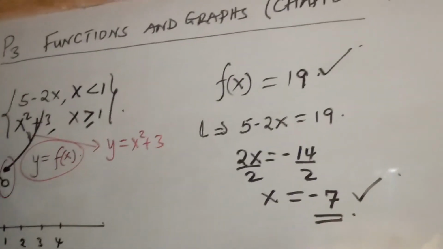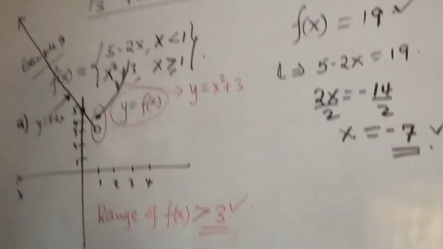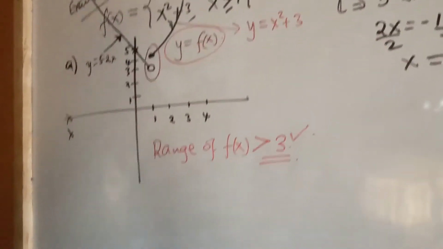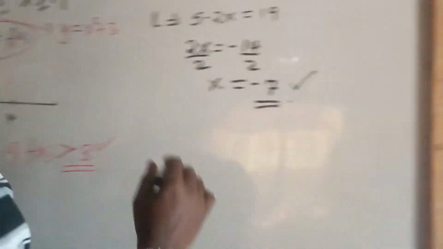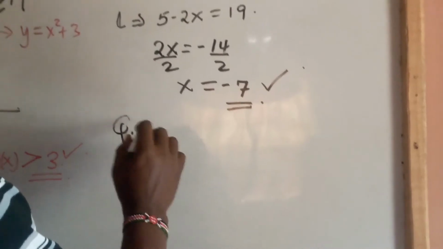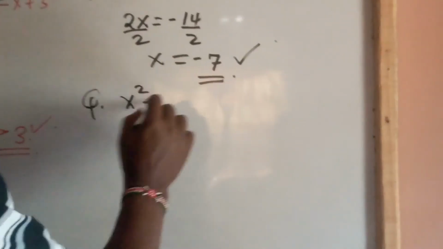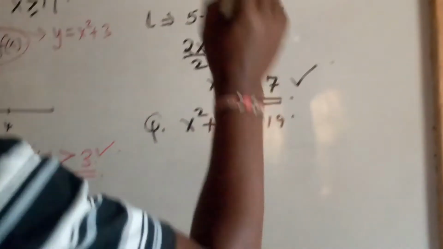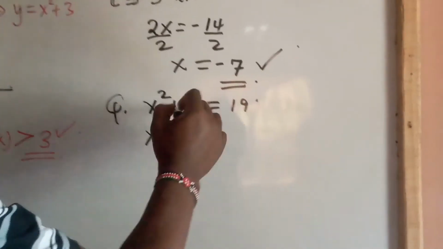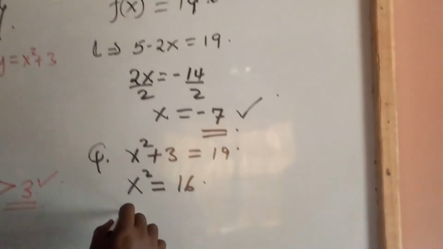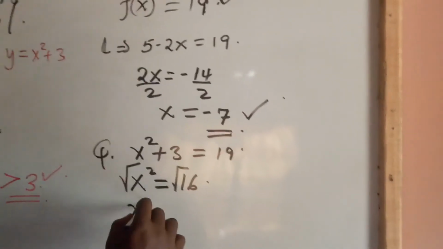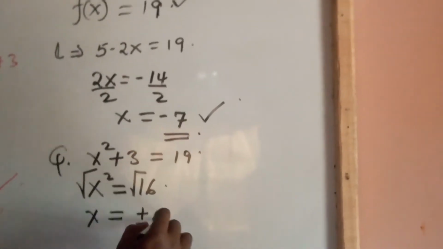The quadratic part, we should also be able to talk of the quadratic part. We are going to have x squared plus 3 equals 19. And it goes without saying, x squared is 19 minus 3, which is 16. And getting the square root on both sides, you realize that x equals plus or minus 4.